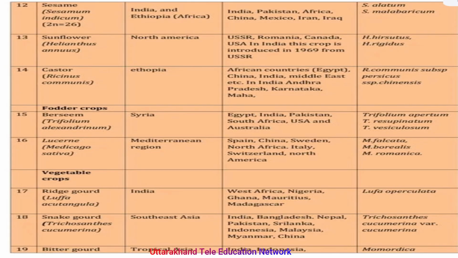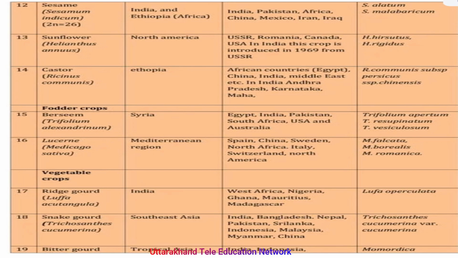Next crop is castor, that is also known as Ricinus communis, and its center of origin is Ethiopia and also distributed in African countries, Egypt, China, India, Middle East, etc. In India, Andhra Pradesh, Karnataka, Maharashtra, etc. Some fodder crops are berseem, and berseem center of origin is Syria and is widely distributed in Egypt, India, Pakistan, South Africa, USA and Australia.